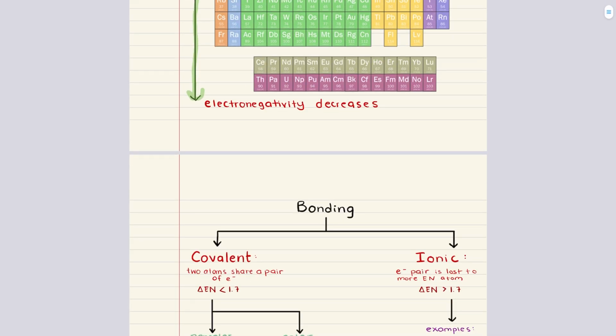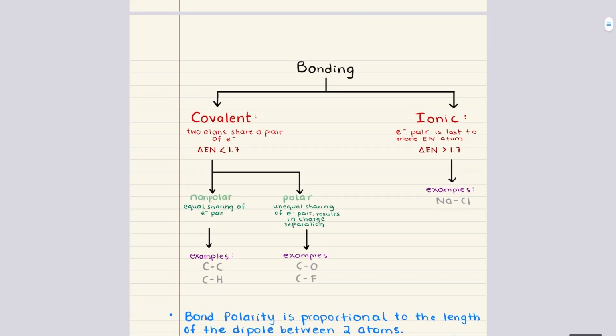Now, if the electronegativity difference is small, less than 1.7, then the bond is considered covalent, meaning electrons are shared between the atoms. If the difference is greater than 1.7, then the bond is considered ionic, meaning one atom takes the electron completely. This distinction allows us to classify bonds based on their difference in electronegativity values.